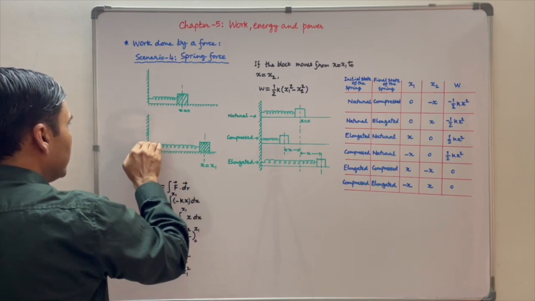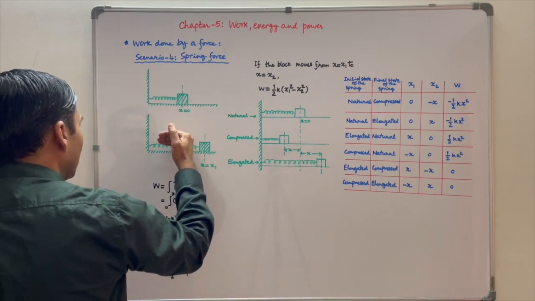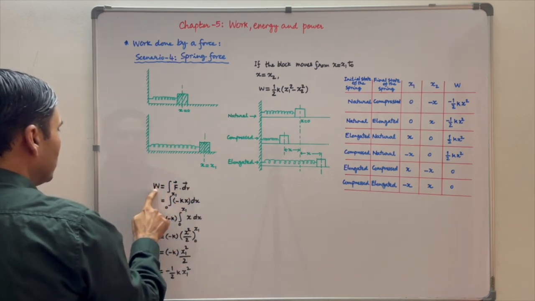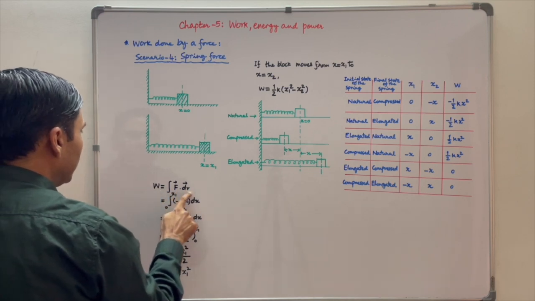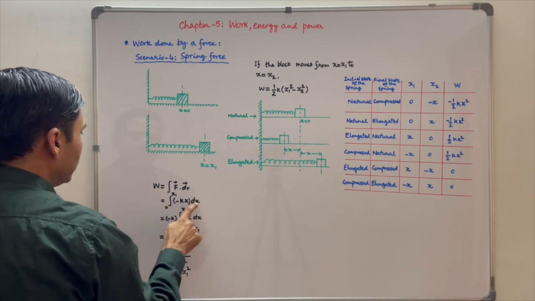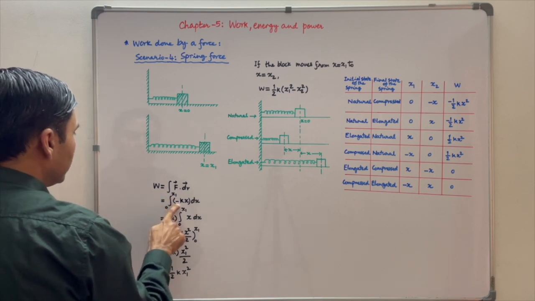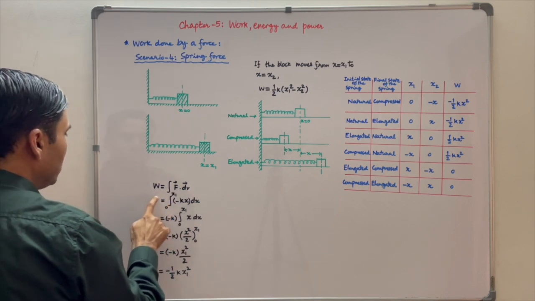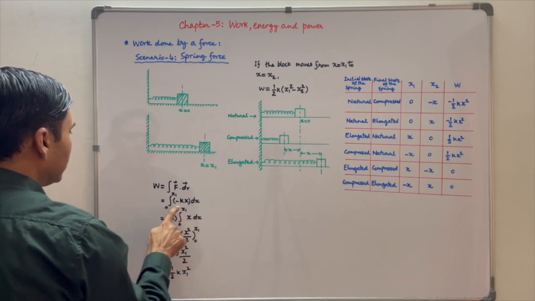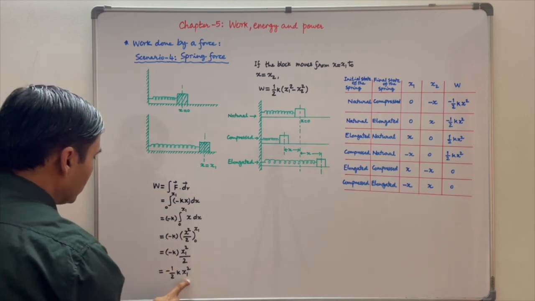Since the spring is elongated in forward direction, force on the spring will work in opposite direction as per Hooke's law, and it is given by F is equal to minus kx. So work done by the spring force will be equal to integration of F dot dr. F is equal to minus kx. So W is equal to integration of minus kx dx from x is equal to 0 to x is equal to x1. Minus k is constant, so it can be taken out. So W is equal to minus k into integration of x dx from x is equal to 0 to x is equal to x1. So W comes out to be equal to minus 1 by 2 k x1 square.